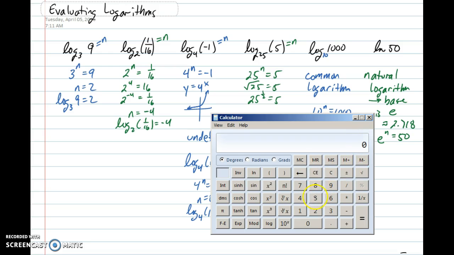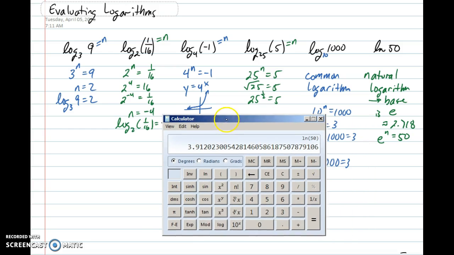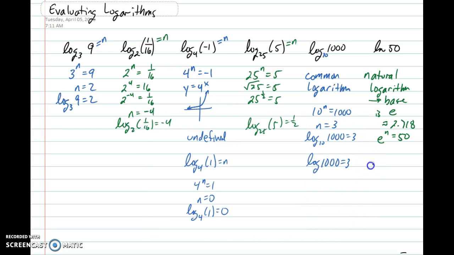If I want to do the natural log of 50, I do 50, and I hit the ln button, natural log of 50. You can see it's an irrational number. The decimals go on forever and never repeat. So 3.912 is what this is approximately equal to. So I'm going to go back over here. The natural log of 50 is about 3.91, and I'm going to stop there.